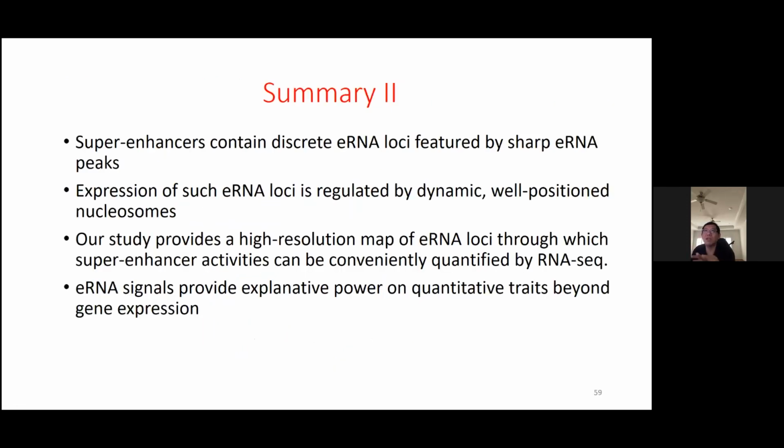So what I'm saying here is that a super enhancer has discrete enhancer signal loci marked by eRNA peaks. And this eRNA peak expression is regulated by dynamic well-positioned signal. Our analysis provides a high resolution map for these eRNA loci. So people can easily use RNA-seq to quantify super enhancer signal. And we believe eRNA signal provides much better inherent power for quantitative traits beyond gene expression.